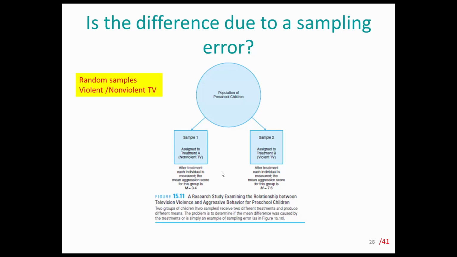For example, if you have two samples and you have one group watch violent TV and the other one watch non-violent TV, and after a couple of months you measure their aggression or aggressive behavior, and you see the difference, like here is 3.4 and here is 7.6. So the question is, the average is obviously different, but how much of this difference is due to sampling error and how much of it is real? It's due to the difference in treatment.